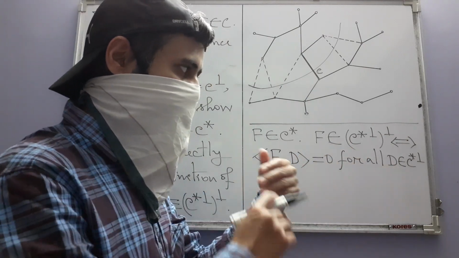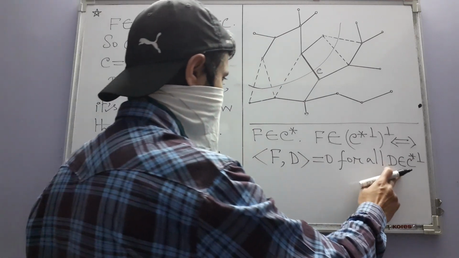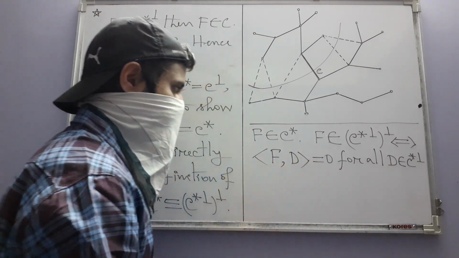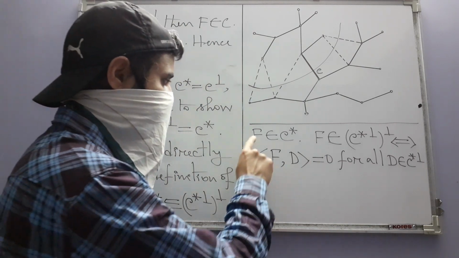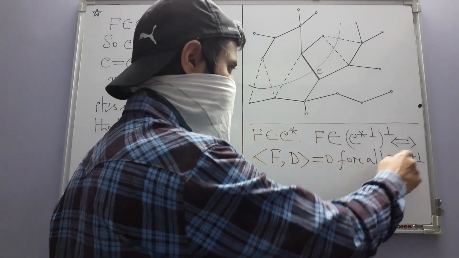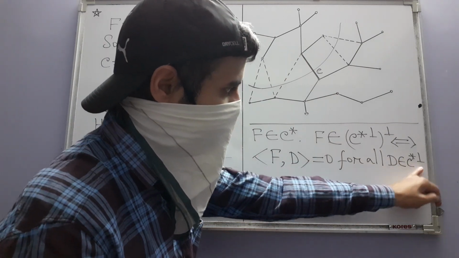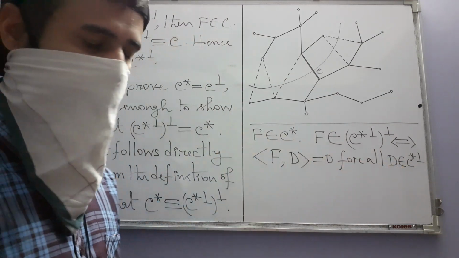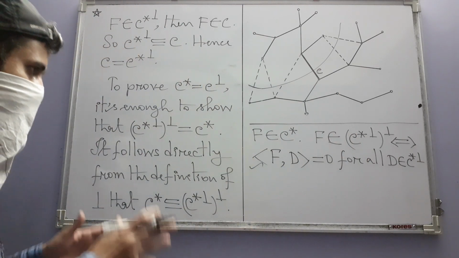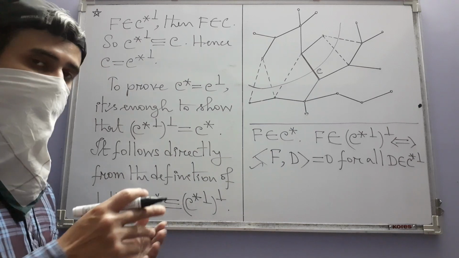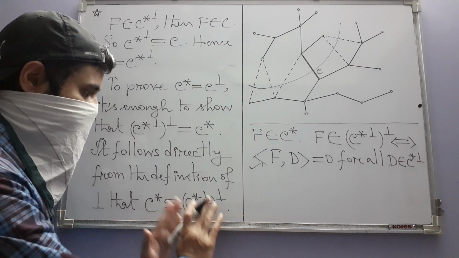If you take any d from C star perpendicular or C star orthogonal, you want to prove that this inner product value is 0. But that is true, no? Because f belongs to C star. Now if d belongs to C star orthogonal, then by the definition of this subspace, this inner product will be 0. So that means this is a true statement, and without needing anything else, just from the definition of orthogonal complement, it follows that we have this.